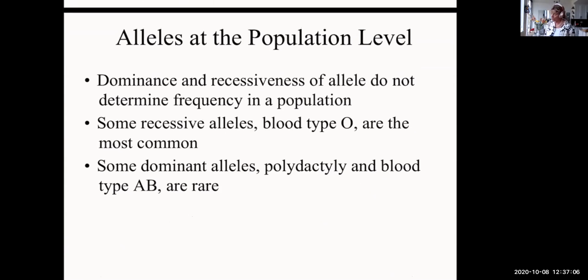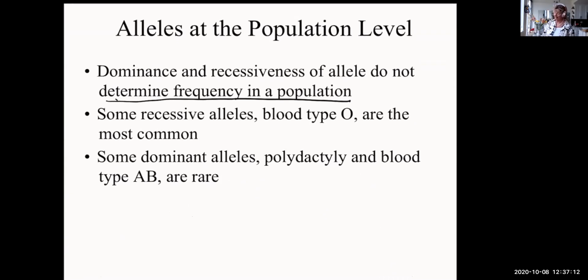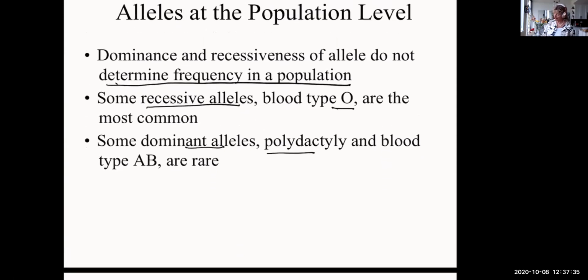So dominance and recessiveness, however, do not determine frequency in the population. Often they are more frequent, but it doesn't mean they necessarily are. Some recessive alleles, strangely, blood type O, are quite common. And some dominant alleles, polydactyly, for example, which is when you have 6 fingers or 6 toes, are quite rare, but it's a dominant condition. And AB is also rare, even though they're dominant alleles.